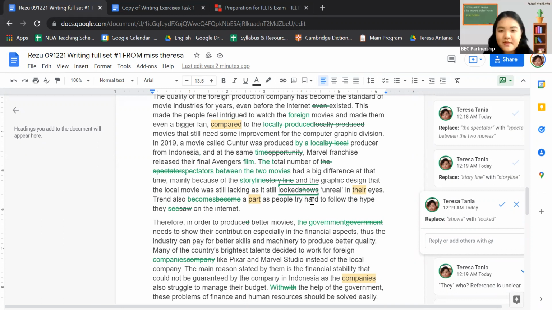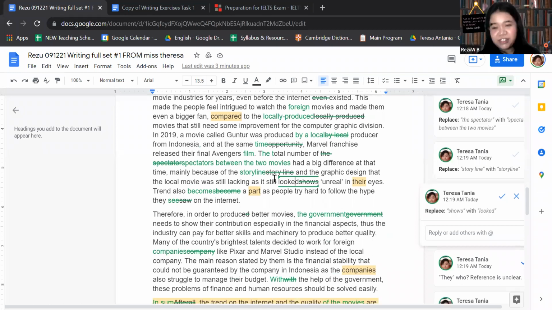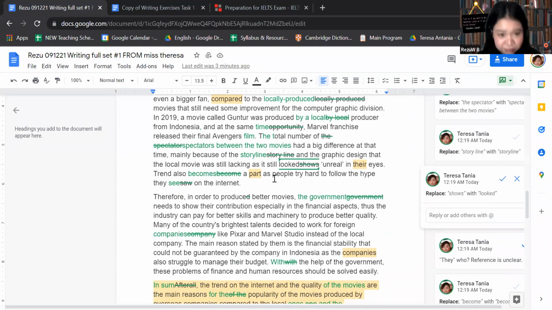Okay. If I were to translate in Indonesian, maybe it will be clearer. Oh, okay. It would be like this. It shows something unreal. So it should be seen as not real. If it's shows, you use a noun after it. Yes. It shows an unreal situation, for example. Or unreal graphic. Yeah, I talked about graphic right at that time.